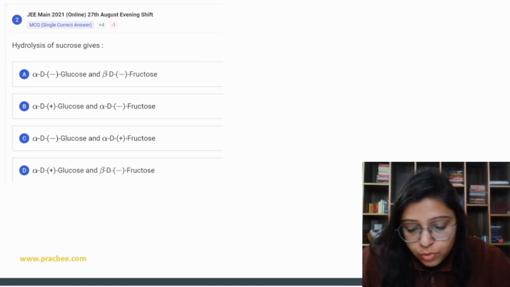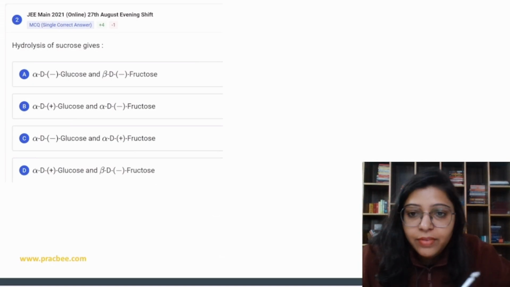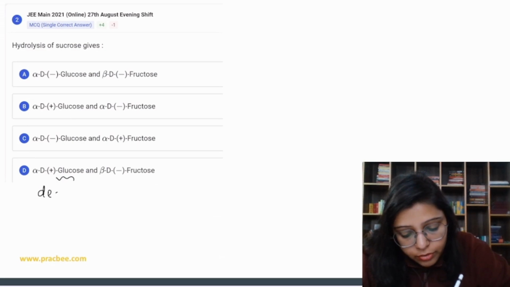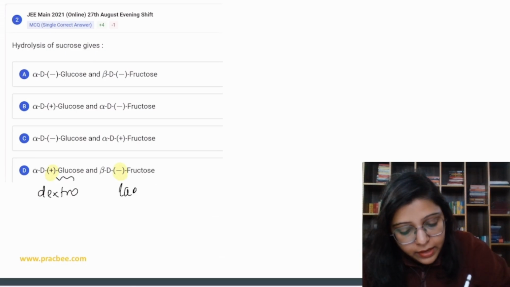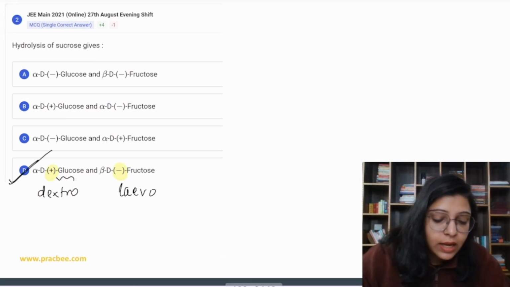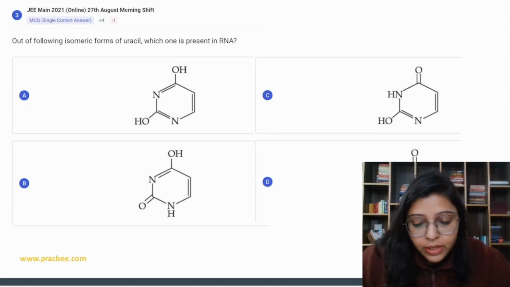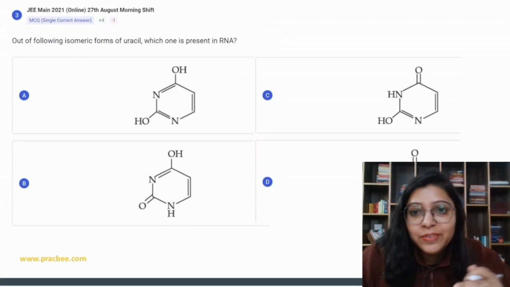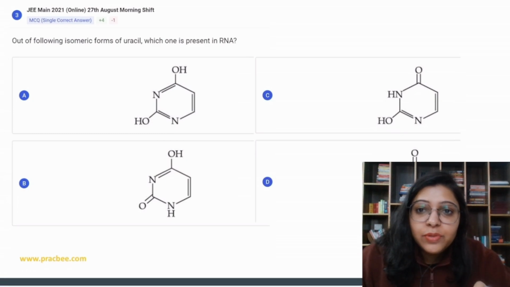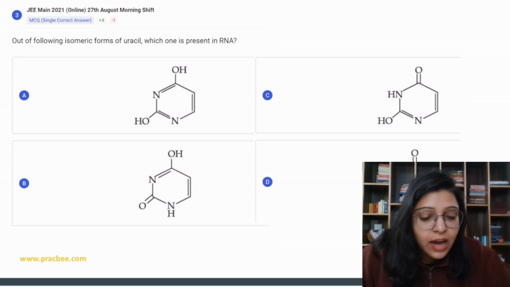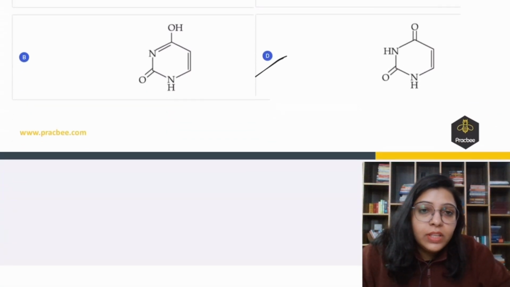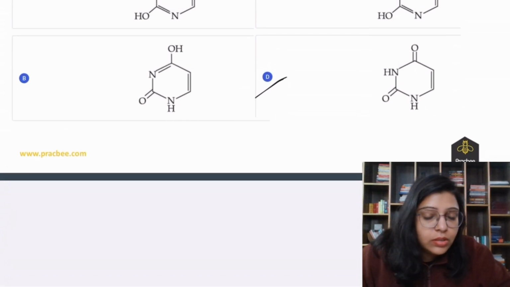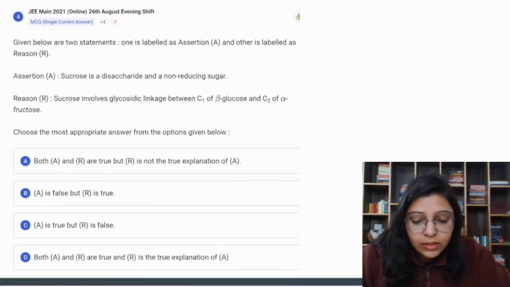Okay. Now next, hydrolysis of sucrose gives, already discussed, alpha D glucose, and glucose is dextrorotatory. That's why we have a positive sign, and fructose is levorotatory. That's why we have a negative sign. So option D is the correct answer. Moving on to the next question. Completely memory based. Which one of the following isomer forms of uracil is present in RNA? So you should know the structure of uracil. So option D is the correct answer. See, this is the structure of uracil. So just learn the structure, you can get the correct answer.